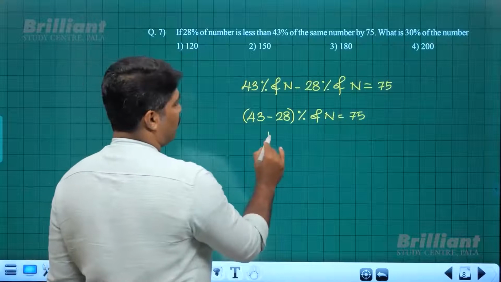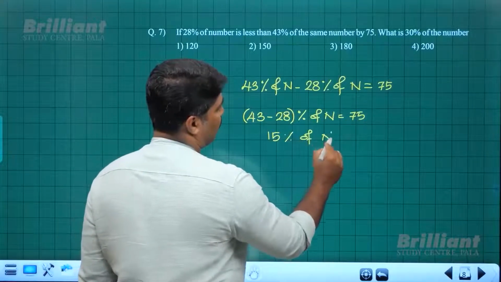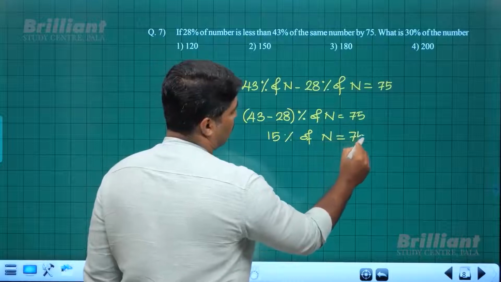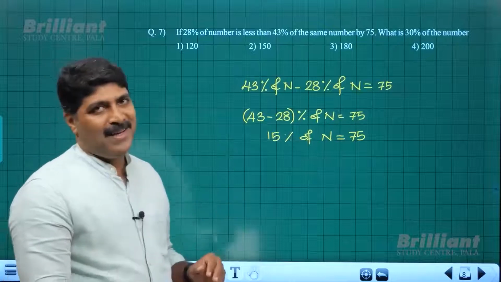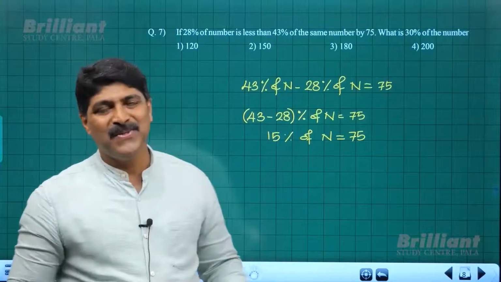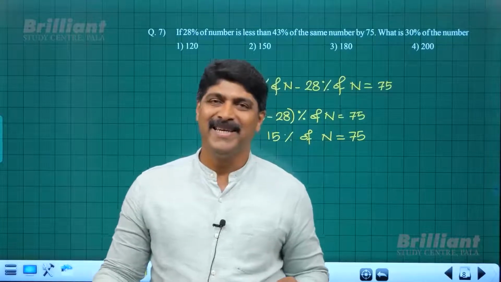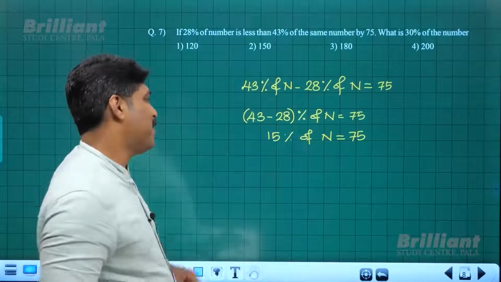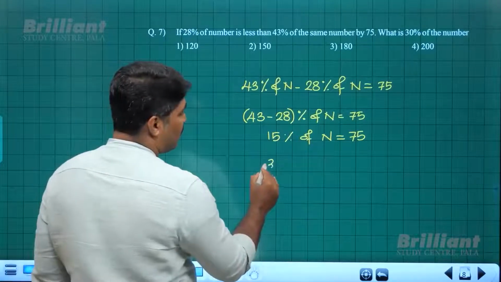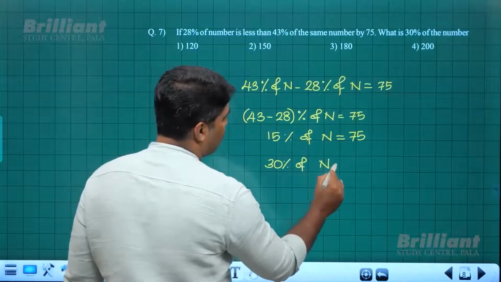So that's equal to 15%. So here 15% of the given number is 75. Do we need to find out what is the value of n? While considering the question, it is not to find out the actual value of n. Instead, we have to find out what is 30% of the number. So here, from this step, we have to catch what is 30% of the number.